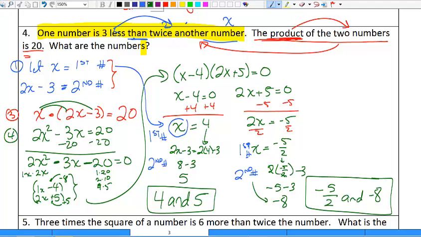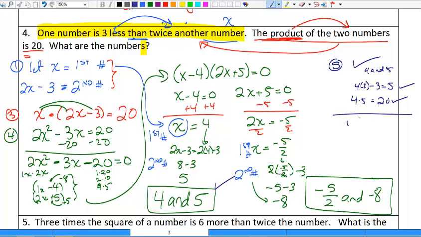Step 5 says to check. I'll do that check over here. Okay, let's check 4 and 5 first. Is one number 3 less than twice the other? So if I take 4 times 2, twice that number, 8, less 3, is that 5? Yep, that first sentence works. Is the product of my two numbers equal to 20? Yep, that works. So 4 and 5 seem to work.